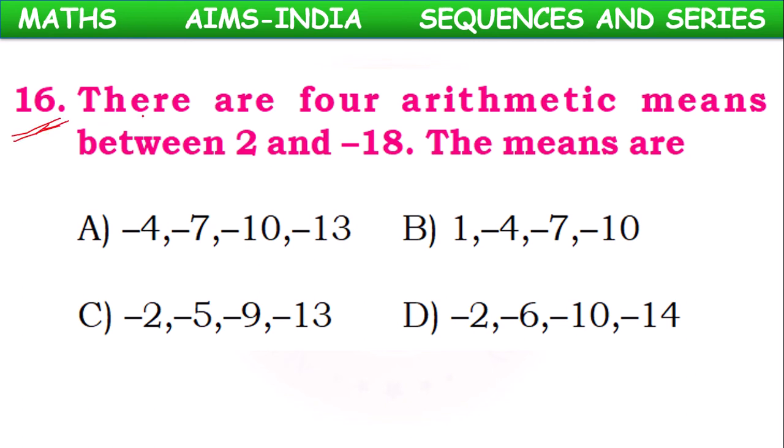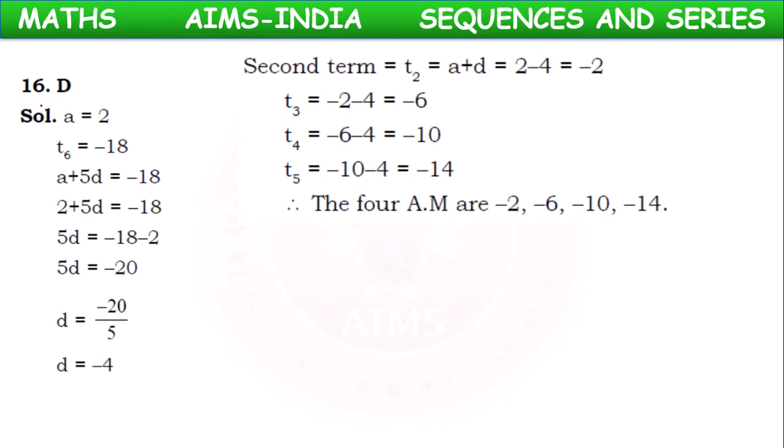The question is, there are 4 arithmetic means between 2 and minus 18. The means are what? Between 2 and minus 18, we have 4 arithmetic means. Those 4 arithmetic mean values we have to find out. So between 2 and minus 18, we will get 4 arithmetic means A1, A2, A3 and A4.